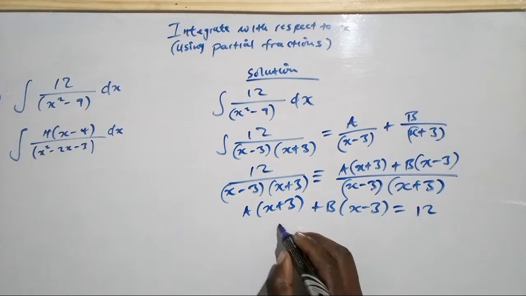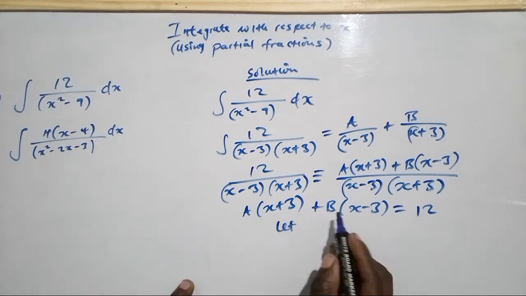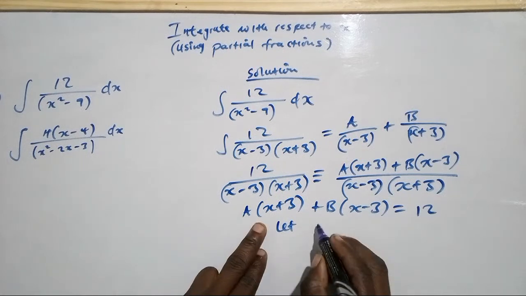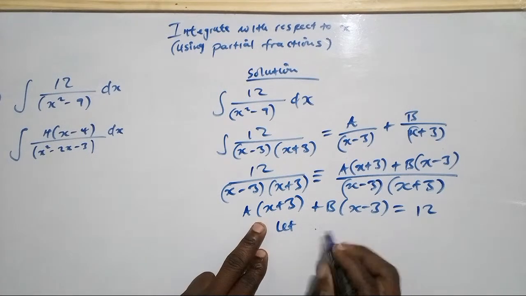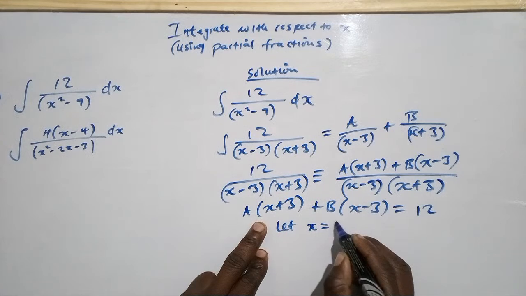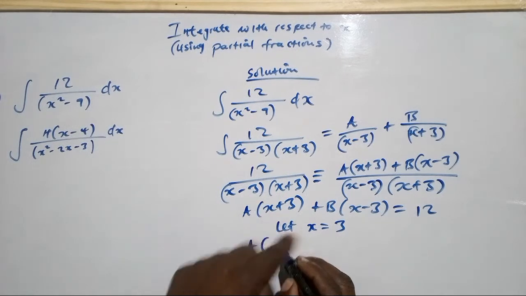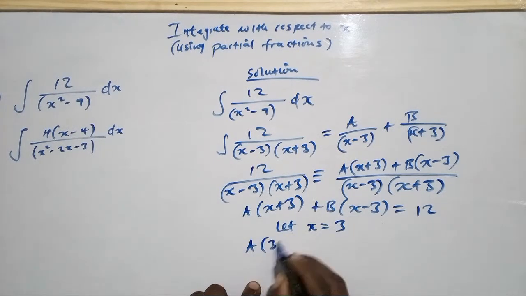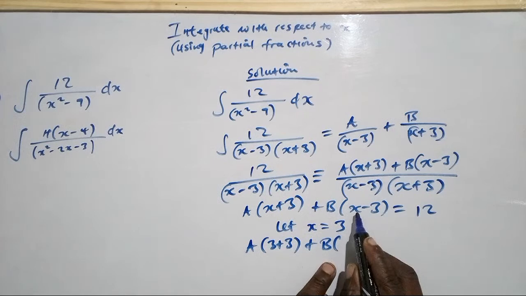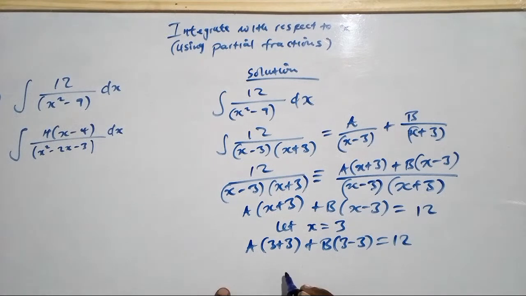Now we are going to make one of these variables, A and B, equal to 0. So we're going to start with it. Let's say x is equal to 3, right? That means our B term will be 0. So we're going to say A open bracket, where there's x we have this 3, 3 plus 3, then plus B open bracket, where this x we have 3, so 3 minus 3, which is equal to 12, right?